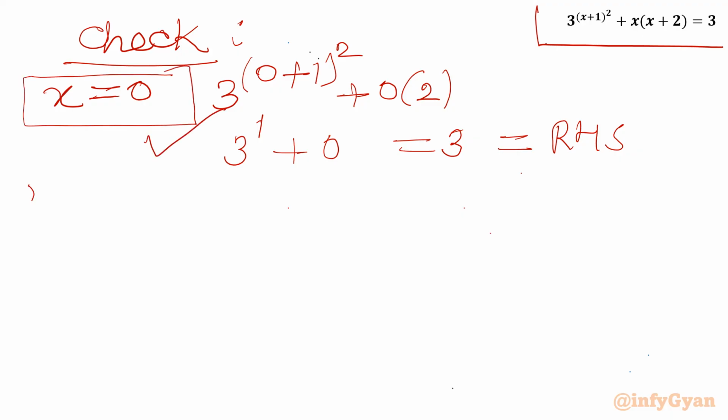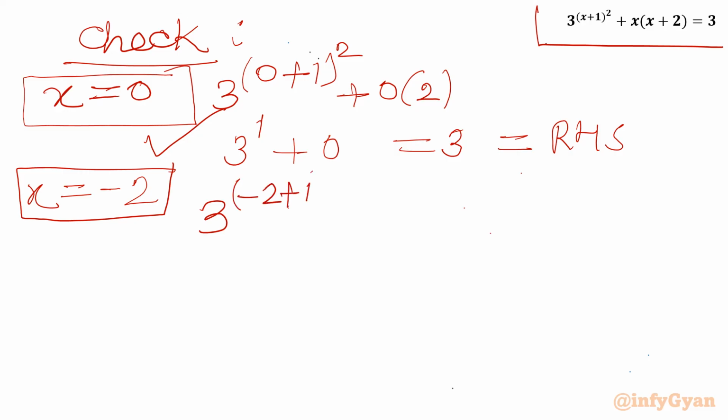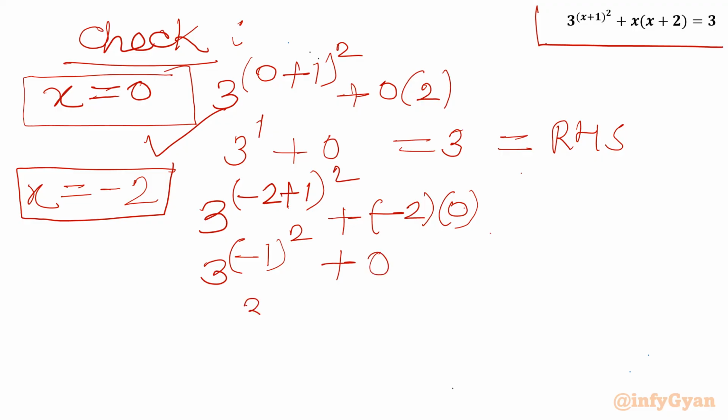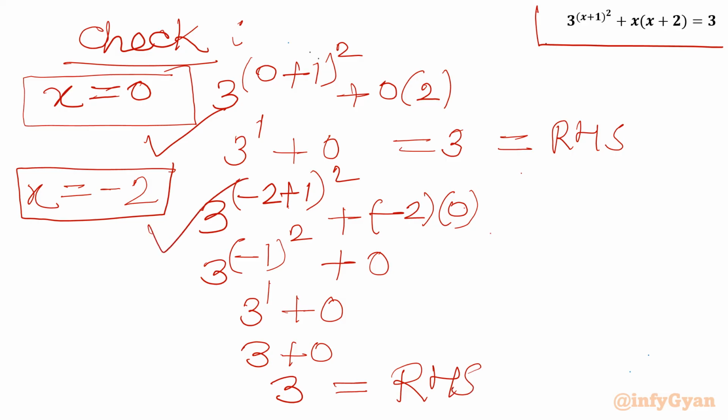Now the turn of the x equal to negative 2 solution. So I will write 3 power negative 2 plus 1 whole square plus negative 2 times 0. So I can write 3 power negative 1 whole square plus 0. So 3 power 1 plus 0, 3 plus 0, so 3. This is our RHS. Hence, this is also verified and a true solution.